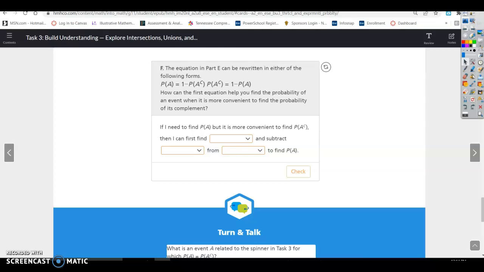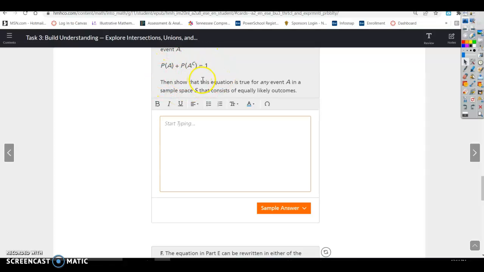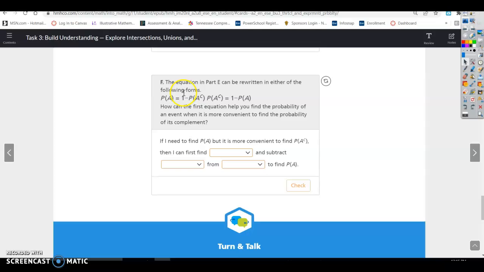All right, so the equations in part E can be rewritten in either of the following forms. P of A equals 1 minus the probability of A complement, or the probability of A complement equals 1 minus probability of A. All right, so this is just another way of basically using this right here for our benefit. If you know that the probability of A plus the probability of A's complement equals 1, then sometimes it will make it easier to find the complement than it would be to find the actual space you're looking for.